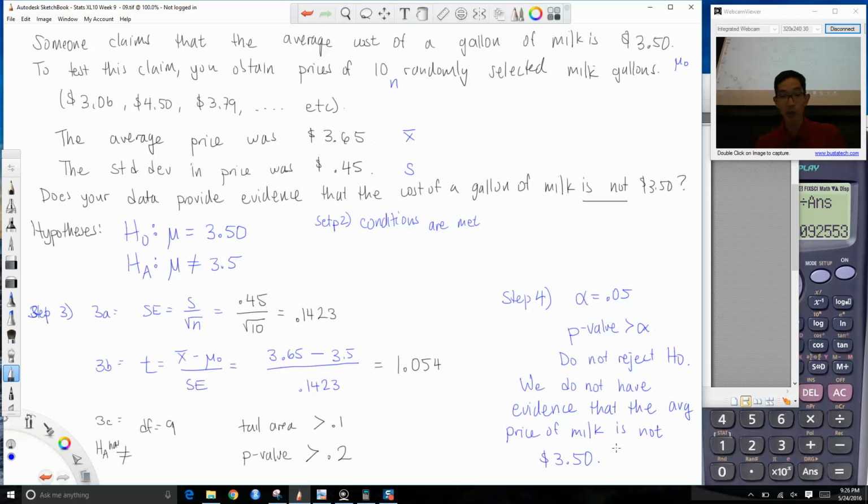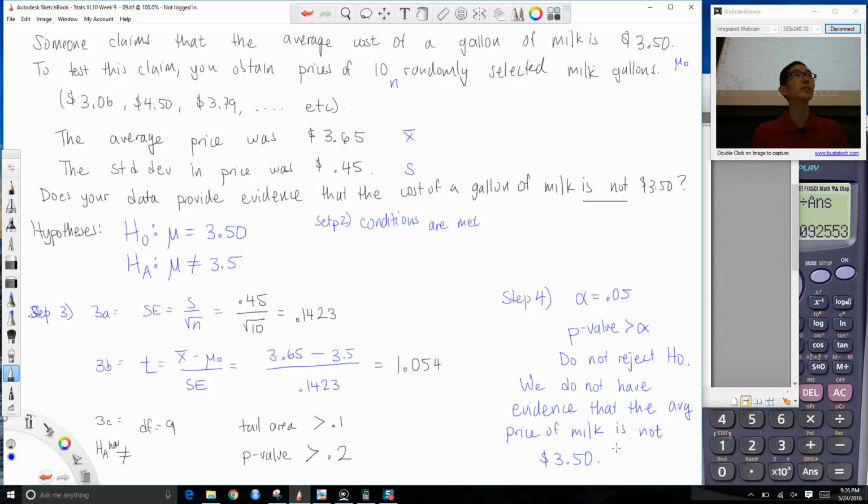Does that mean the average price of milk is $3.50? No, okay? That's why we have to use this double negative stuff. It doesn't prove that the average price of milk is $3.50. It's just, you went out and you looked at 10 gallons of milk and you're trying to make a conclusion about the average price of milk. Well, I'm sorry, this is not enough evidence for us to really say anything. All we can say is we don't have evidence that it's not $3.50.